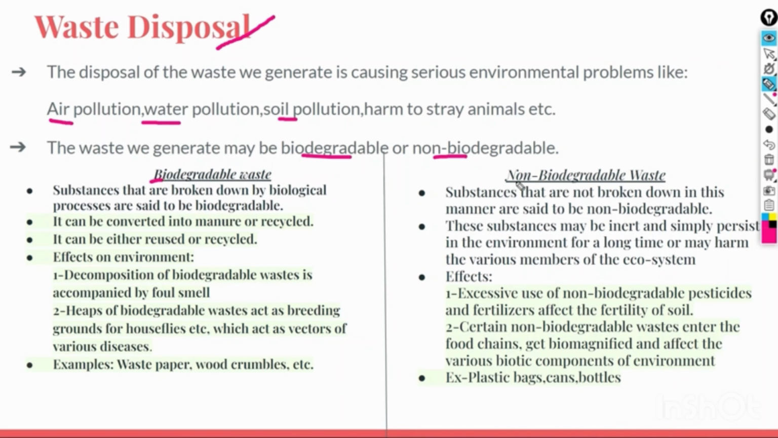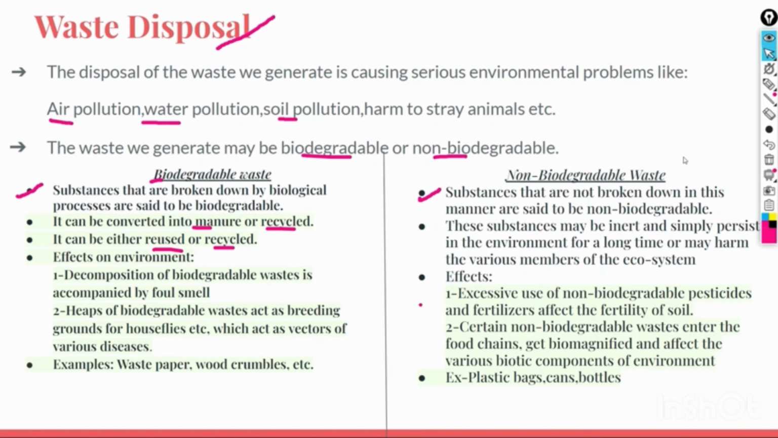Non-biodegradable waste cannot be degraded by the decomposers. So substances that are broken down by biological processes are said to be biodegradable. Substances that are not broken down in this manner are said to be non-biodegradable. After breaking down, it can be converted into manure and it can be recycled. It can either be reused, so let's see an example.